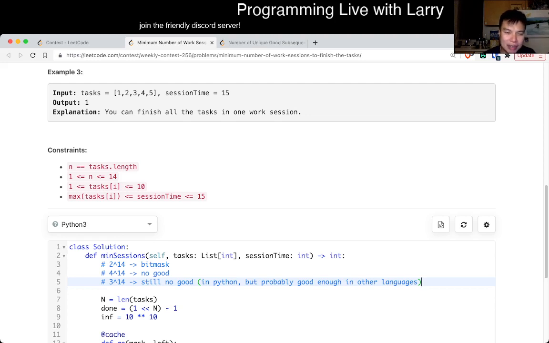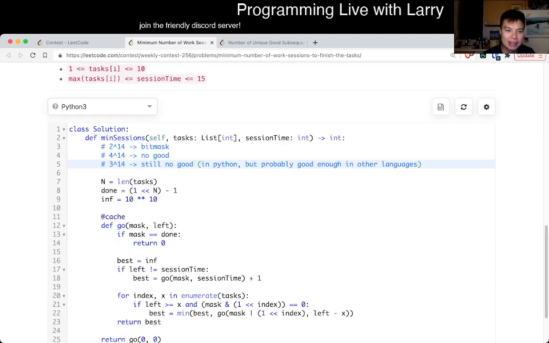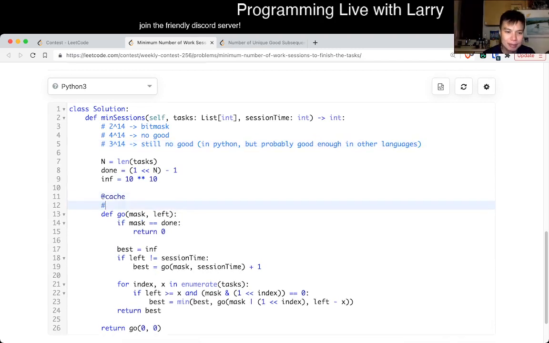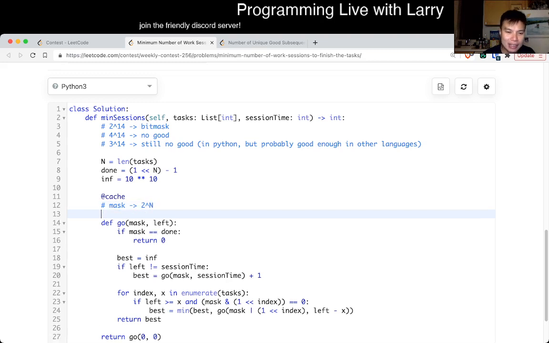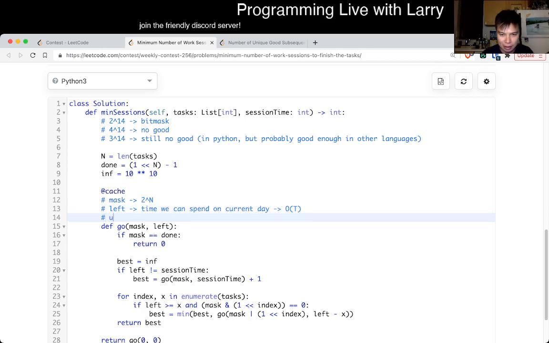But yeah, having session time is 15 means that it's going to be brute force with dynamic programming, and that's basically what I have here. So basically, mask is 2 to the n, the number of inputs. Left is actually the time we can spend on the current day, and this is of course up to 15, so this is O of t, say. So the number of inputs is t times 2 to the n, right?